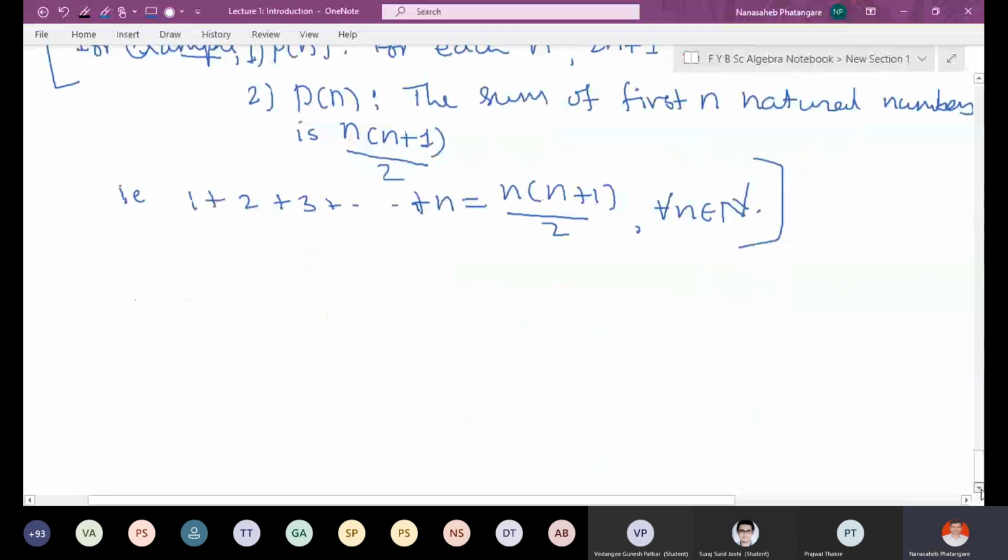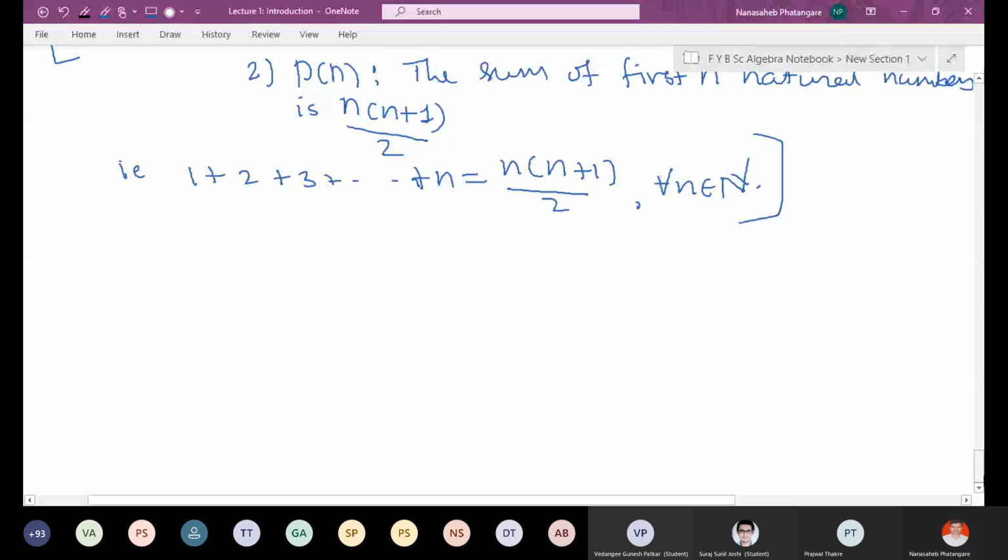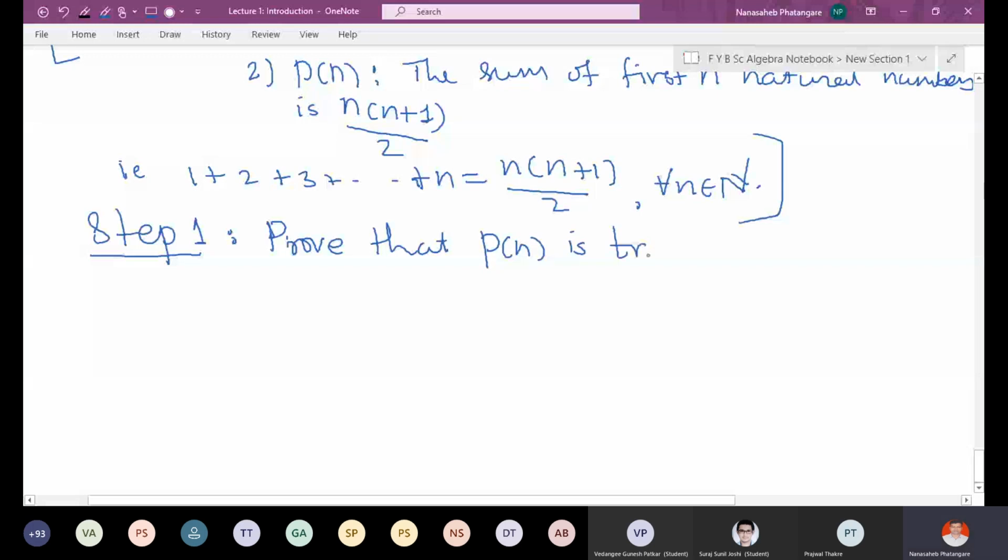What is the first statement? Step 1 of induction. Prove that Pn is true for n equal to 1, or that is, P1 is true. So this you need to prove, right? We should first of all verify or prove for n equal to 1. For n equal to 1, the corresponding statement Pn is true.